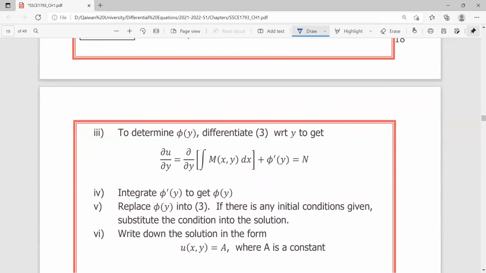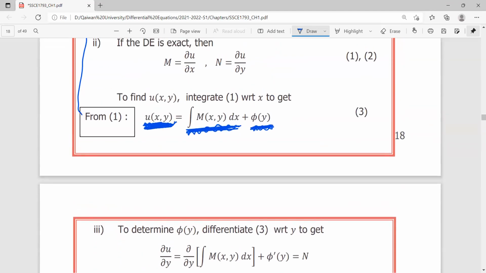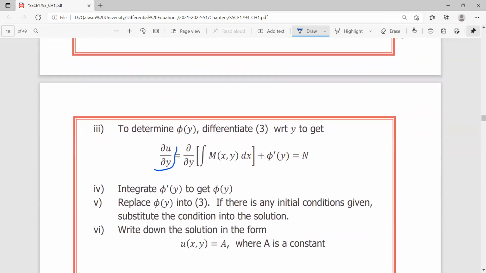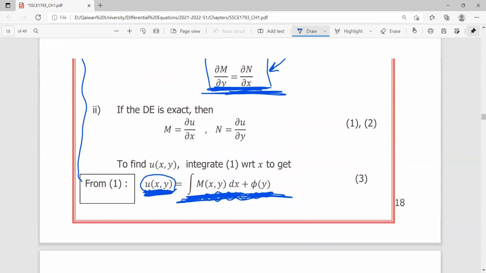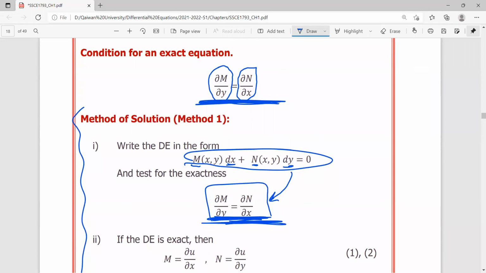And in the third step, we are going to take the derivative of u. We are going to take the derivative of the result for the right hand side with respect to y. We take the derivative of u with respect to y and we equal it to n. That means partial u by partial y equals n. We know what n and m are. M and n are the coefficients of dx and dy.